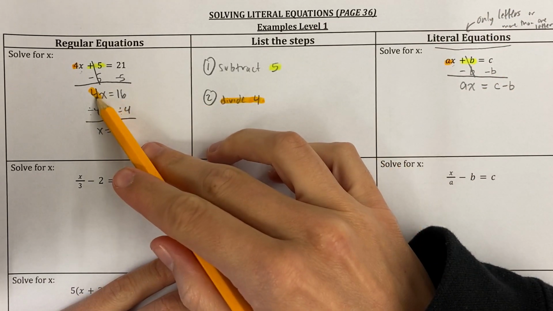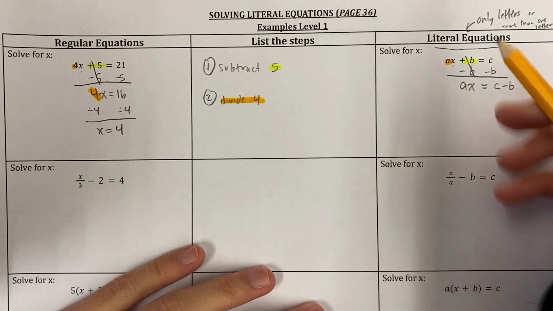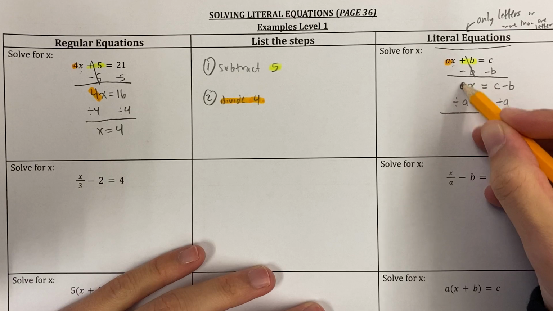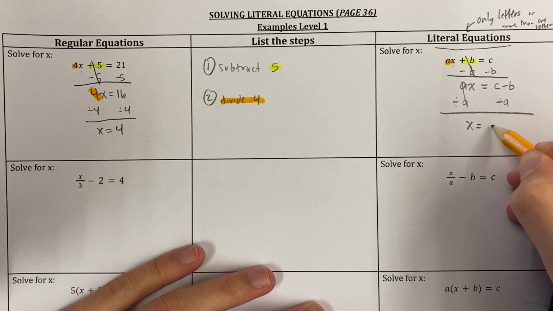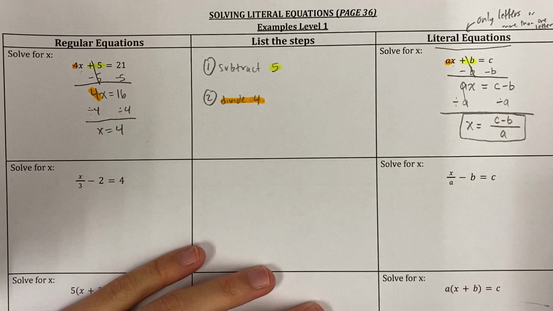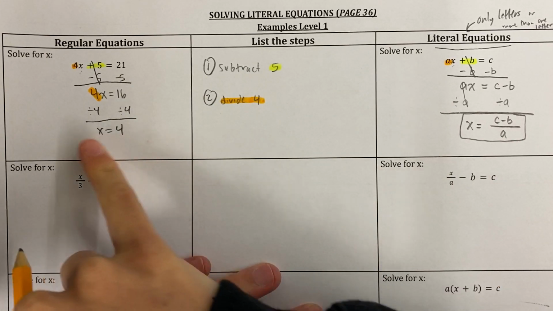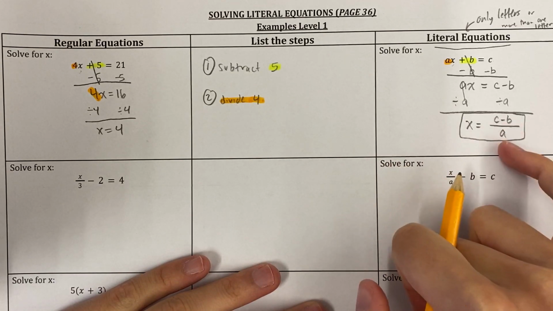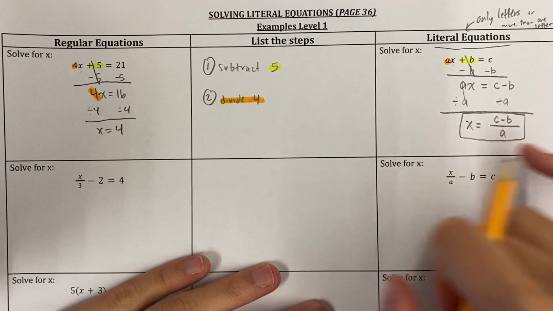Next was to divide by 4. The letter in the same position as 4 is A. So I'm going to divide by A. And that gets me X equals, and what I have is C minus B divided by A. And this is what X equals. Over here, it was 21 minus 5 and then divided by 4. Over here, I don't know what the numbers are, but it's actually the same process.